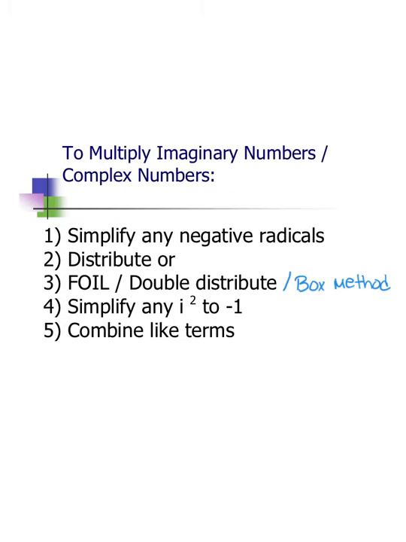these notes. So to multiply imaginary numbers or complex numbers, the first thing that you want to do is simplify any negative radicals. After that, depending on the question, you're going to either distribute or FOIL, double distribute, or use the box method. Then you're going to simplify any i squareds to -1 and then combine like terms if you can.